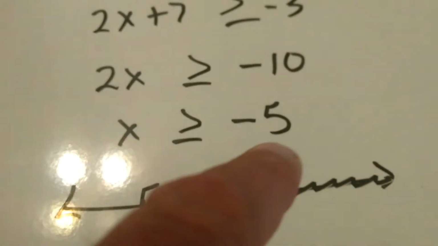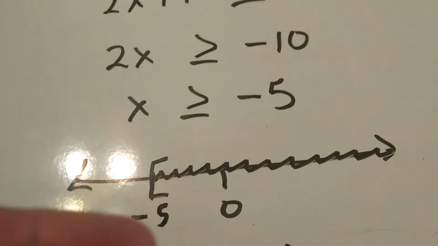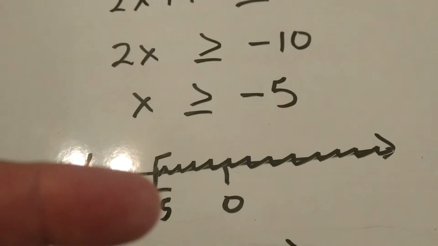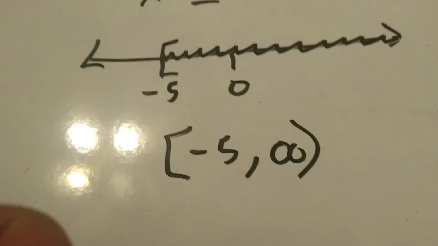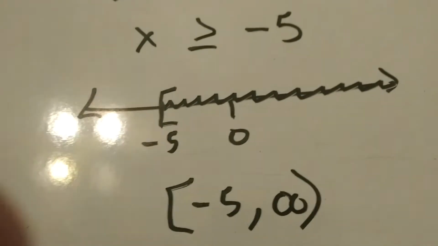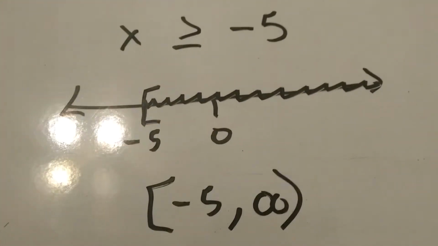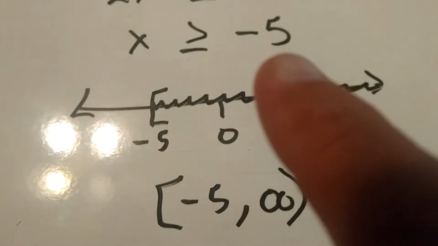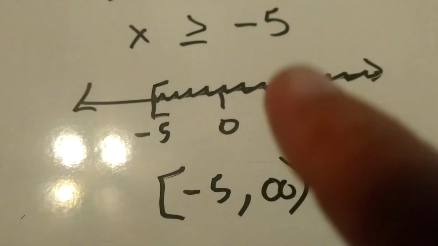There's my algebraic notation. Coming from the left, the first thing I hit is negative 5, which is a bracket because it's greater than or equal to, going to positive infinity. There's my interval notation. So again, any problem you do for me on a test, I must see all three representations. I must see algebraic, graphical, interval, and they better match up.